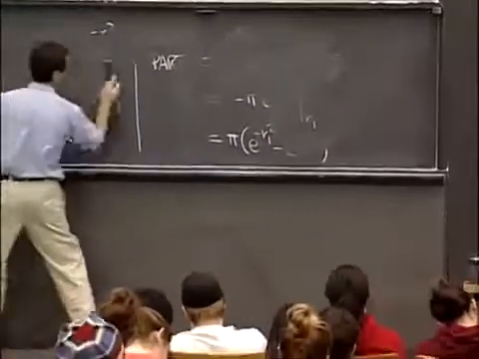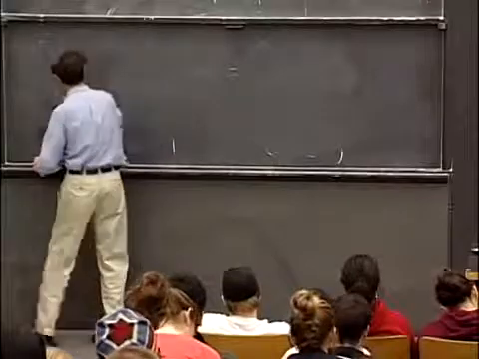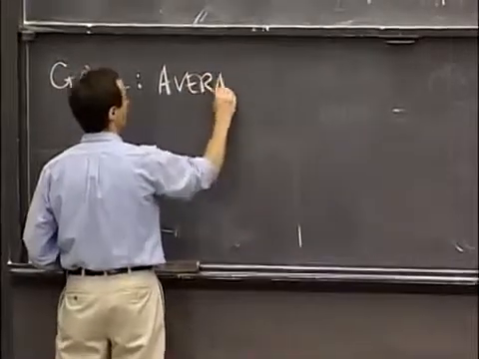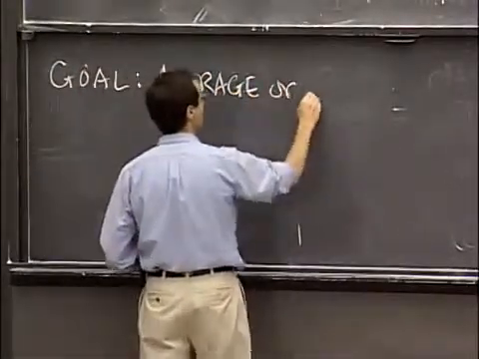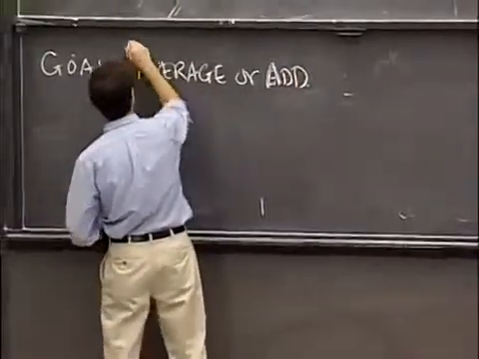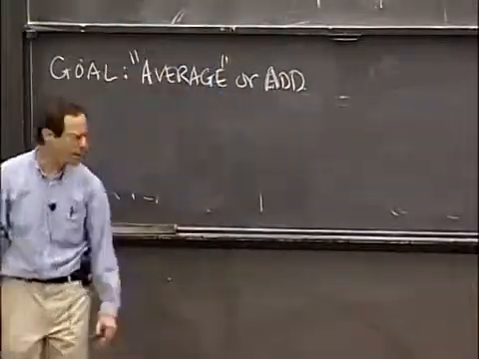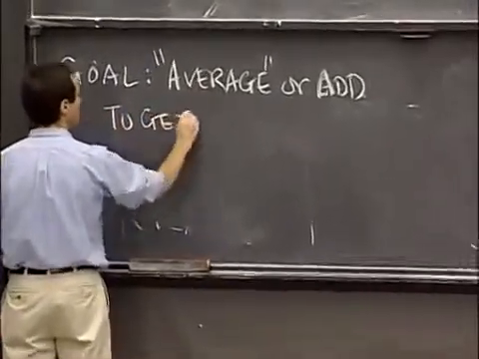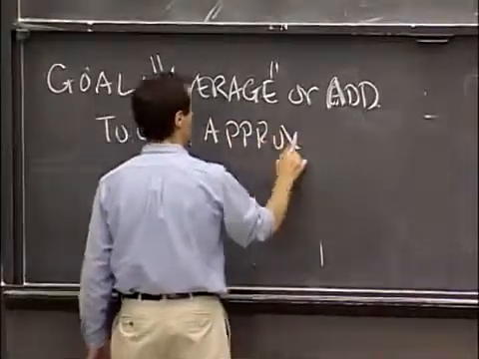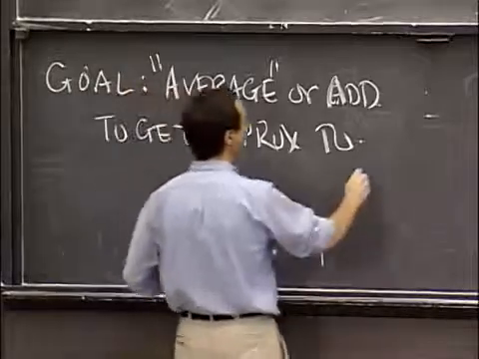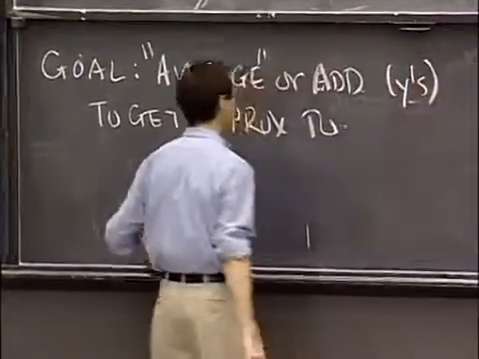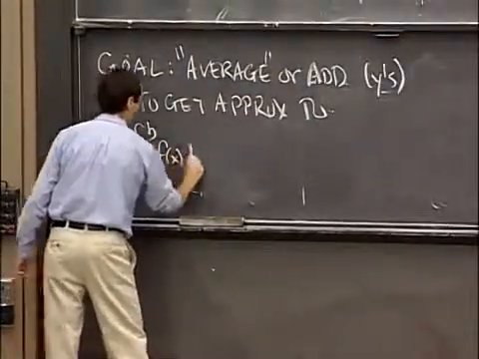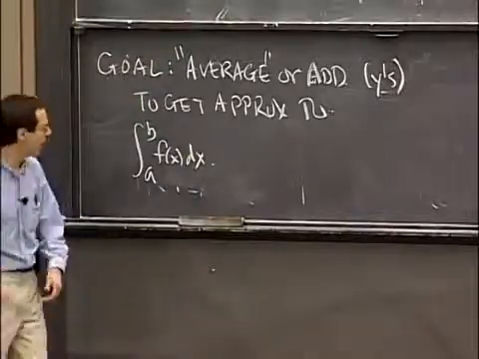So here's our goal. Our goal is to average, or add. I'm using average very loosely here, but I'm going to say add up these numbers to get an approximation to the integral, which we know is the area under the curve.